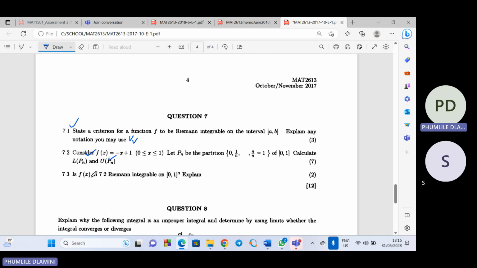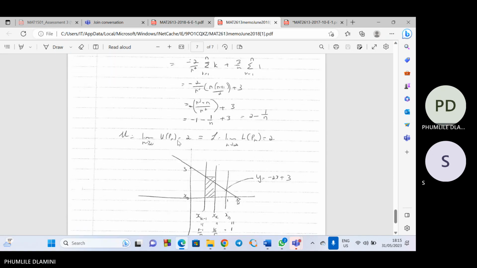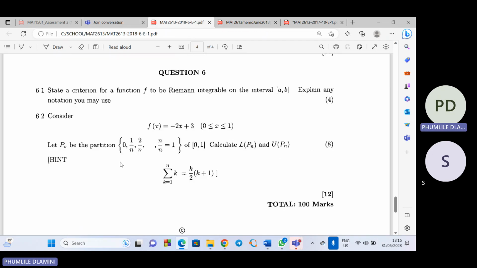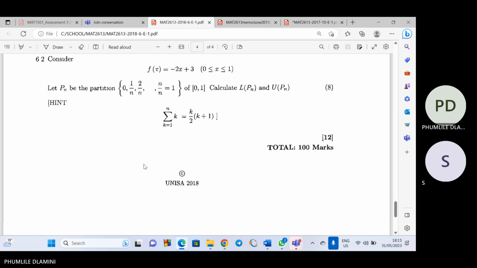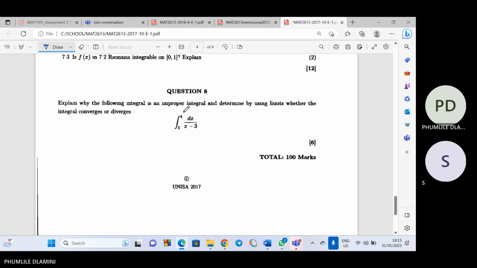So is f of x in 7.2 Riemann integrable on 1? Explain. So when you explain, it's about the limit. When you check the limit of them, if they are equal, it means that it is the same. So I think you can see that this question is the same.